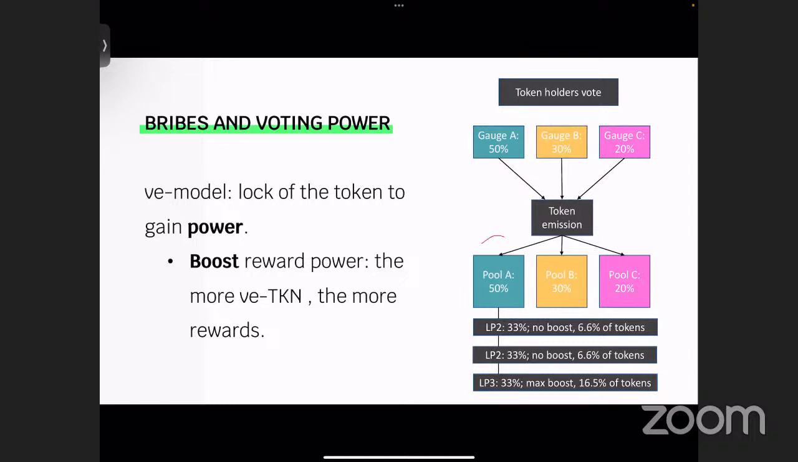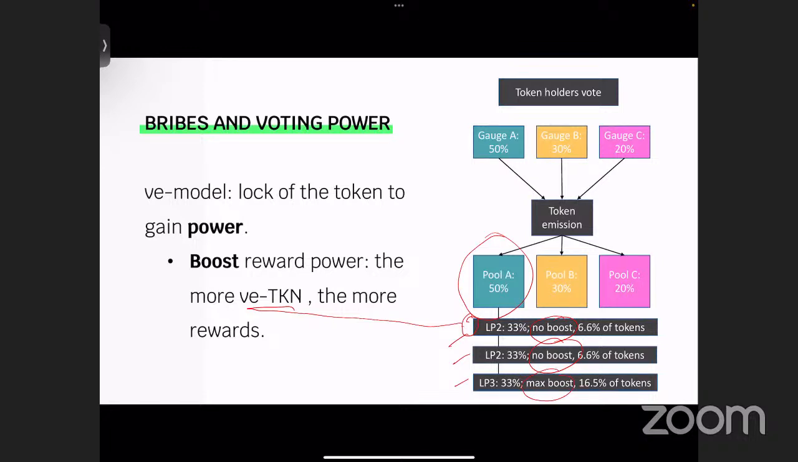Let's take the example of the pool A, which was receiving 50% of the token emission. What you have to understand is that liquidity providers, to get boost, need to get the VE token. So they buy the token and they lock the token. And again, the longer they lock it, the more power they have. Let's say that we have three liquidity providers, LP1, LP2, LP3, and all of them have 33% of the liquidity. The first two liquidity providers have no boost at all. And liquidity provider number 3 has the maximum boost.